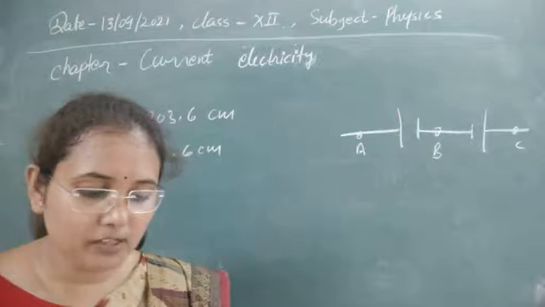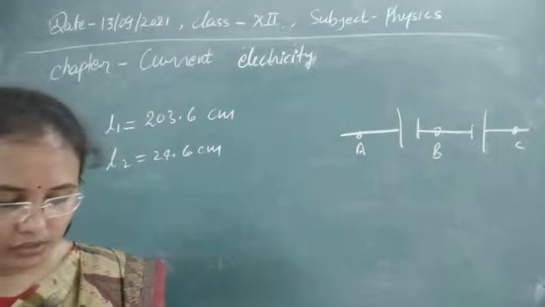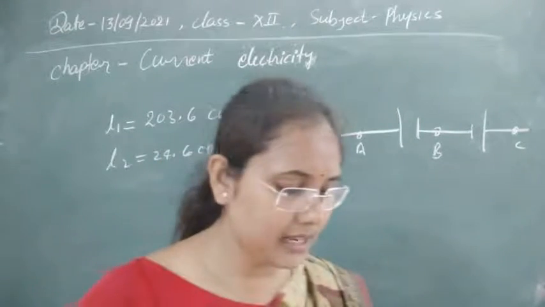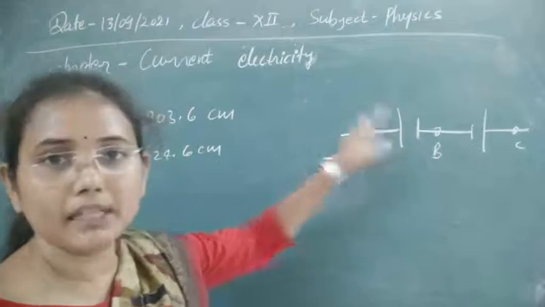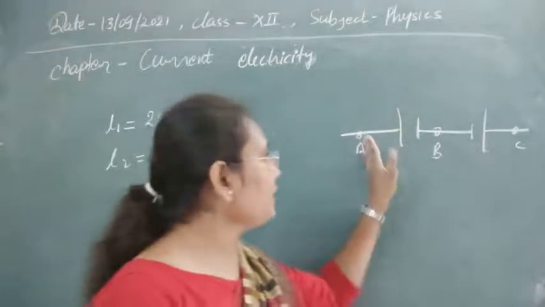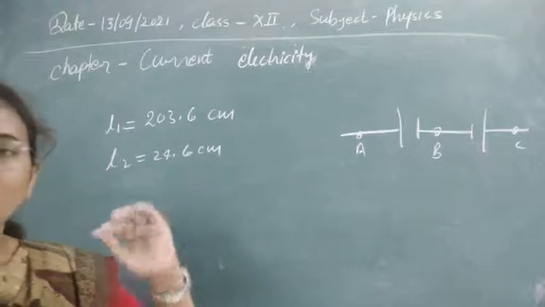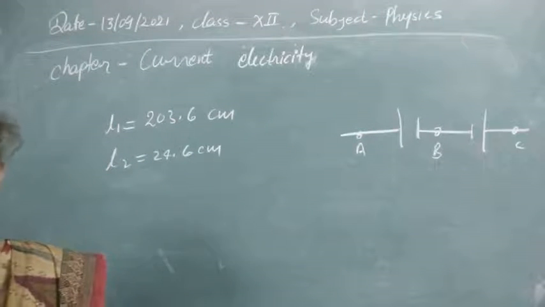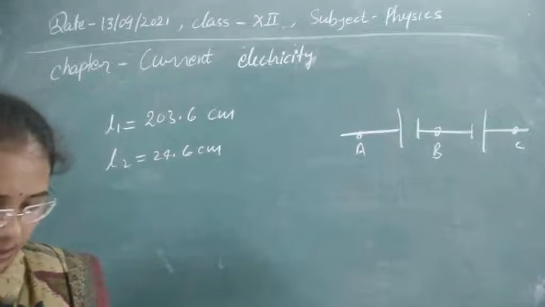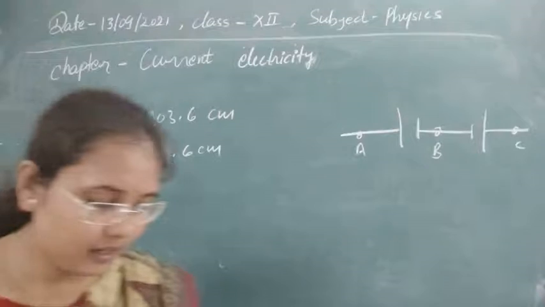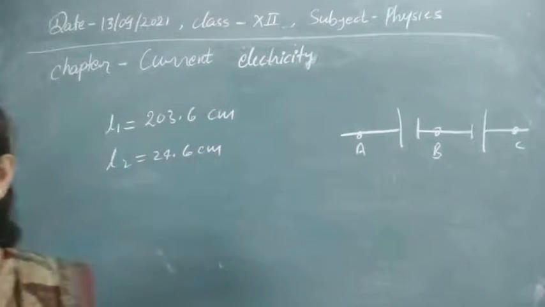Now if the potentiometer is connected between B and C, then what will be the balance point? So what exactly is the question here? First we connected the potentiometer between A and B, and we got a balance point. Then we connected it between A and C, and we got a balance point. Now we have to find the balance point when we connect the potentiometer between B and C. For this we can use the conservation of electric energy in this way.